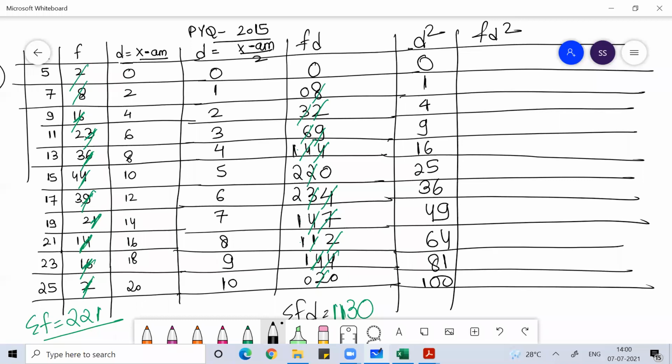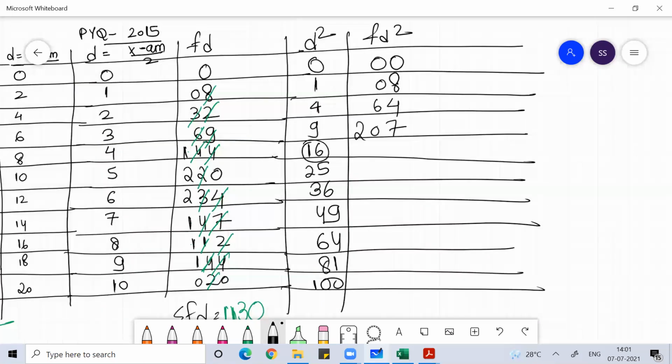Now fd square: 2 into 0, 0, 0, 8 into 1, 8, 16 into 4, 64, 23 into 9, 27, 2 carry, 18 plus 2, 207. Then 36 into 16, 16 into 36, 96, 48, 576.